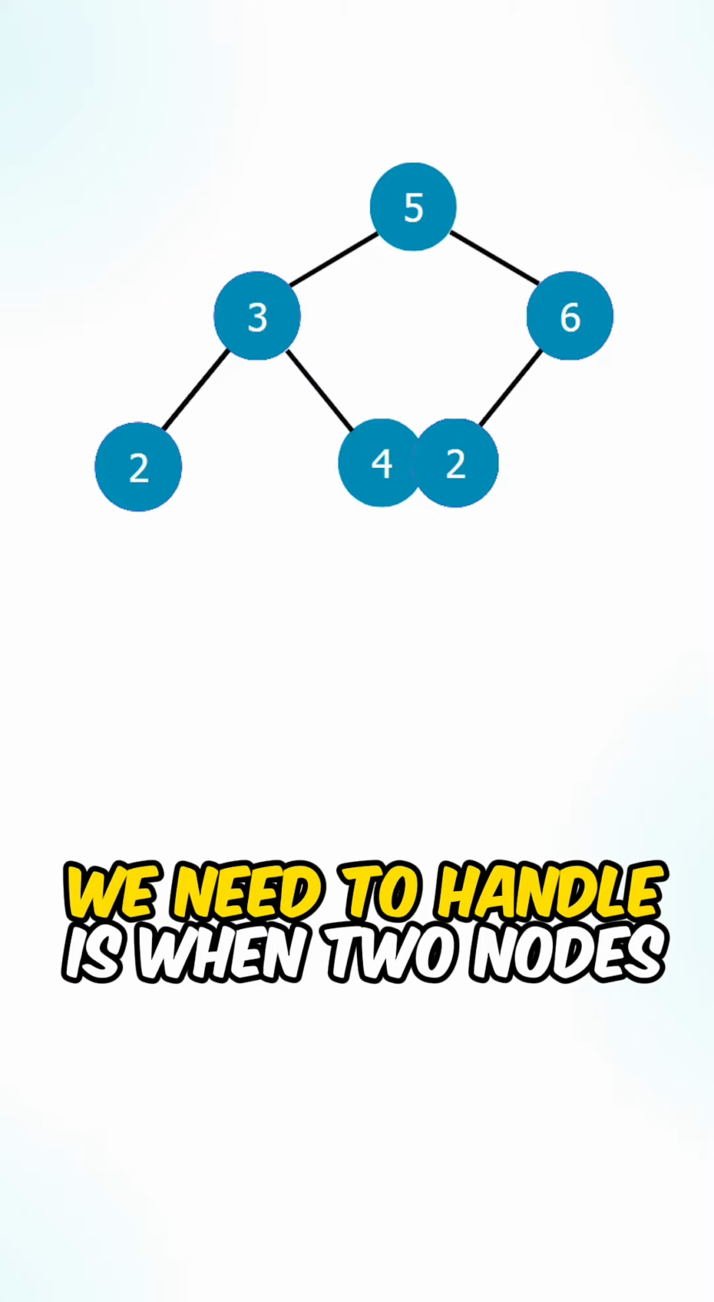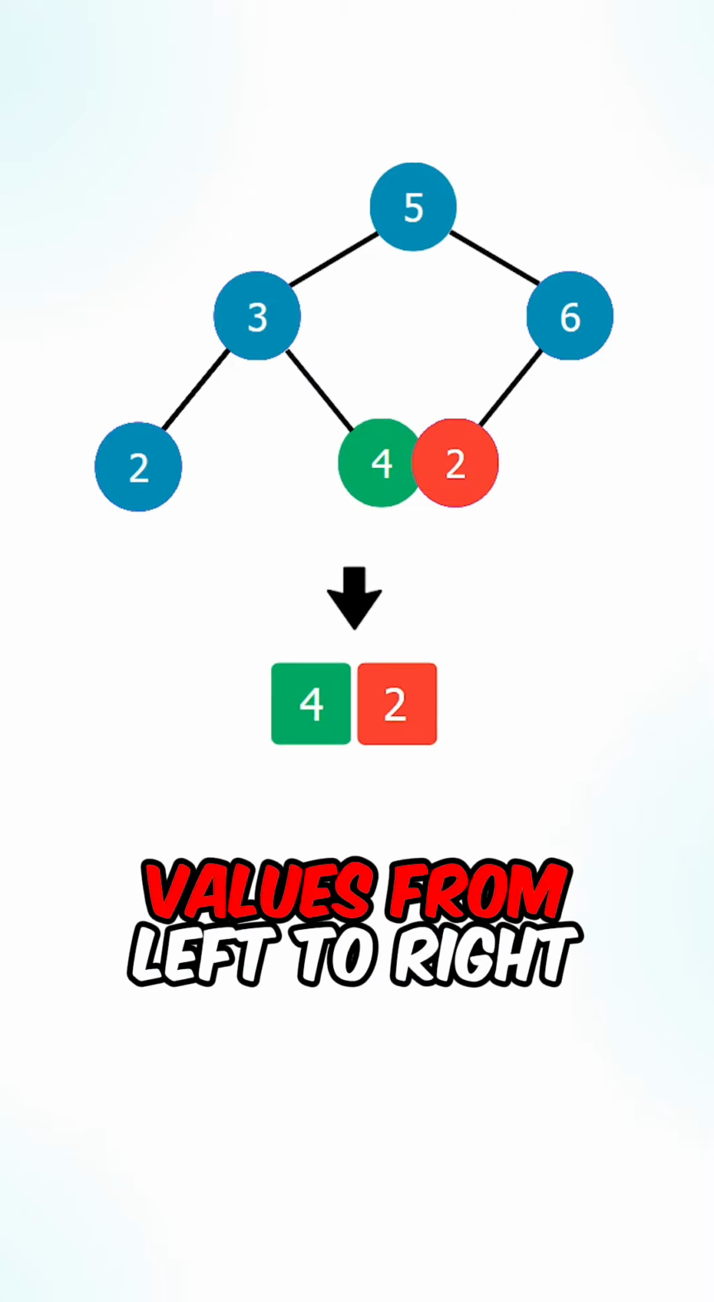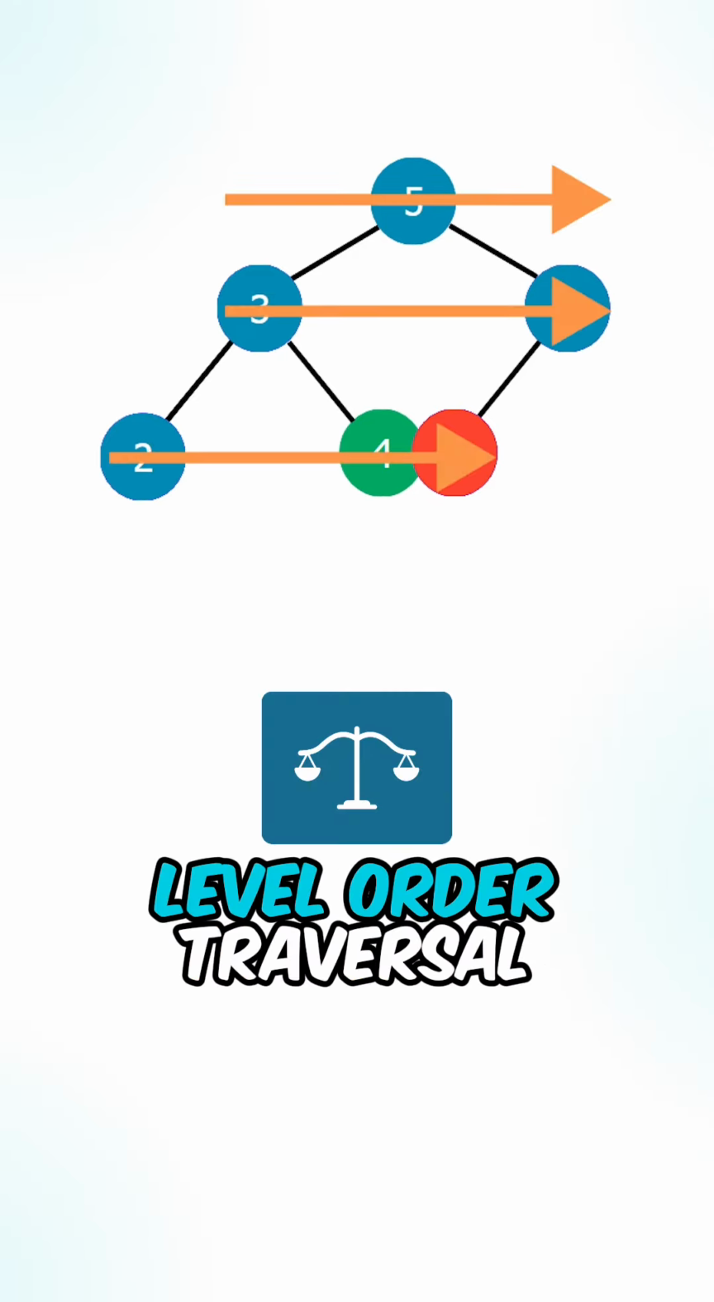Now a side case we need to handle is when two nodes are in the same row and column, we will need to visit the node values from left to right. In order to handle the side case, we can implement a level order traversal.